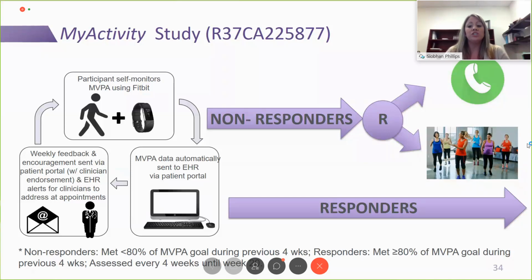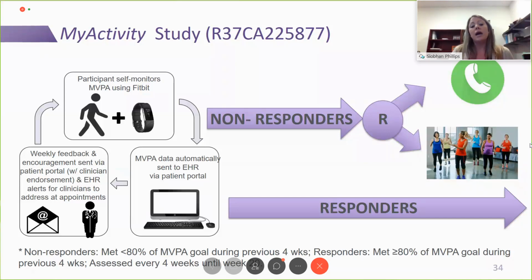And this minimal intervention consists of the Fitbit that's actually integrated into the electronic health record. So at both sites, we use Epic. And then they get weekly emails through the patient-facing portal, which is MyChart, from the study team that's endorsed by their oncologist as well, that gives them feedback on their progress and some tips on behavior change. And so it's pretty minimal.